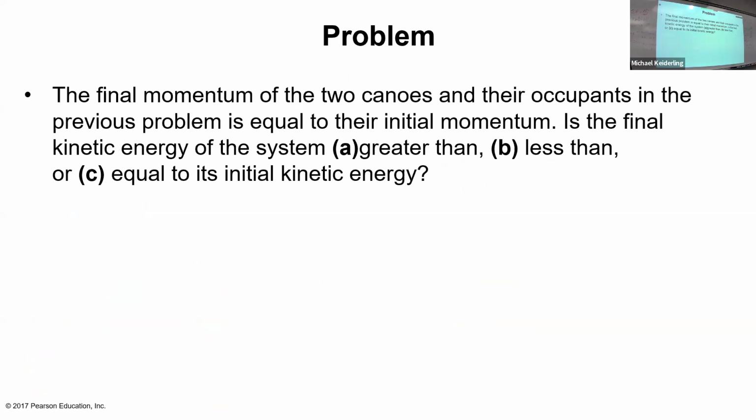The final momentum of the two canoes and their occupants in the previous problem is equal to the initial momentum. Is the final kinetic energy of the system greater than, less than, or equal to the initial kinetic energy? So remember what kinetic energy is, 1/2 mv squared. So in this case, is the final kinetic energy greater than, less than, or equal to the initial?